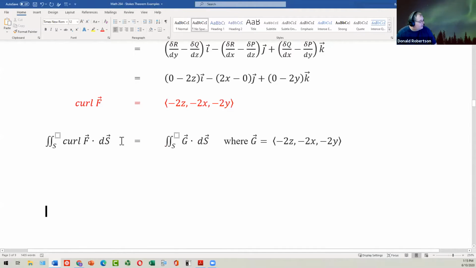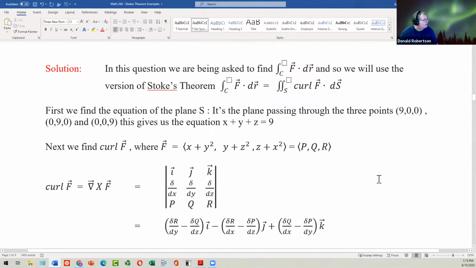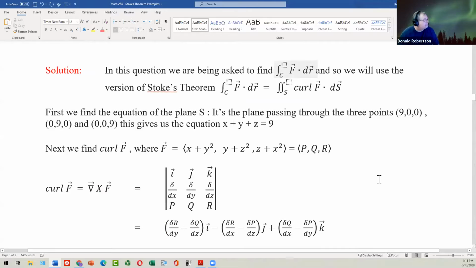So this integral has now become this integral. And I've decided to call this guy, the curl of f, for convenience, I've decided to call it g. So that's going to be a typical process. So let me wind back and talk about what that typical process is going to be.